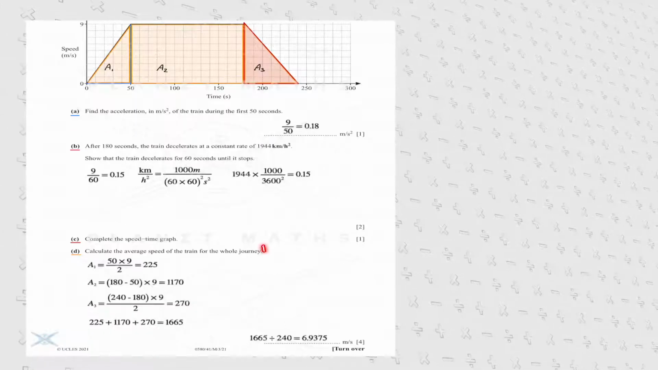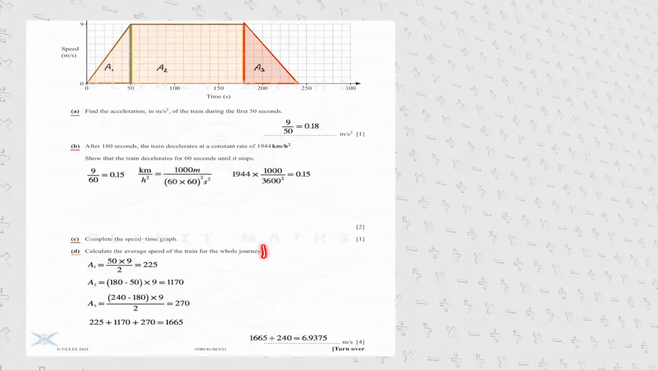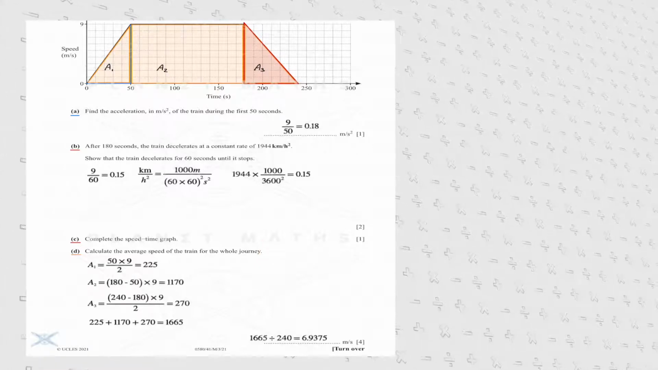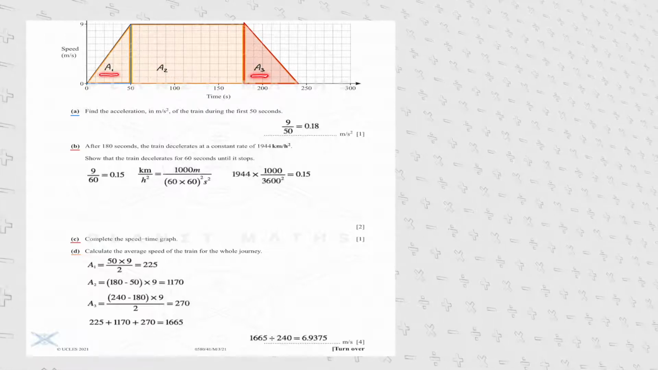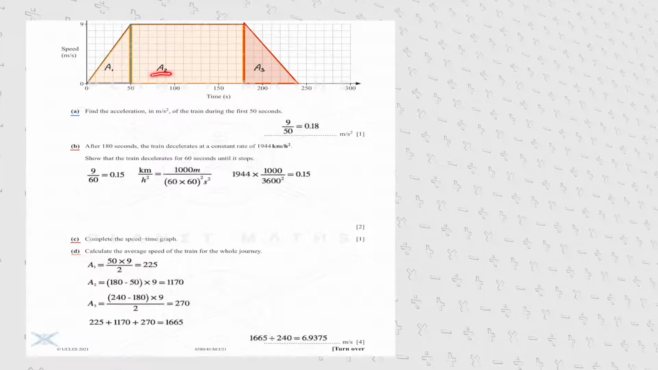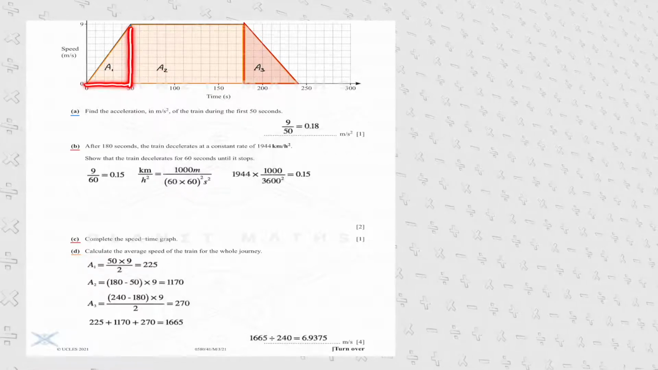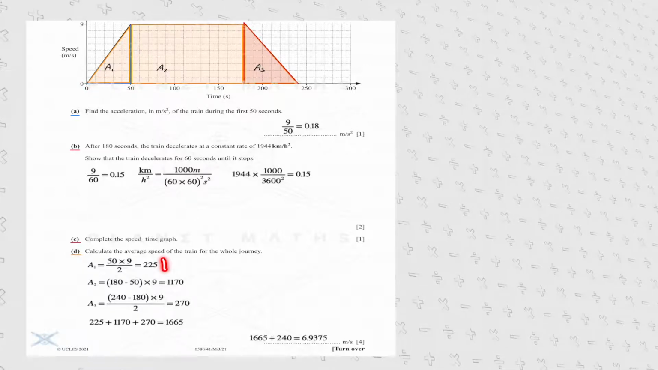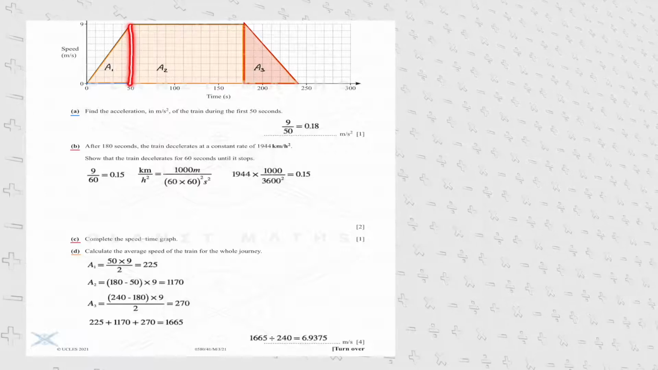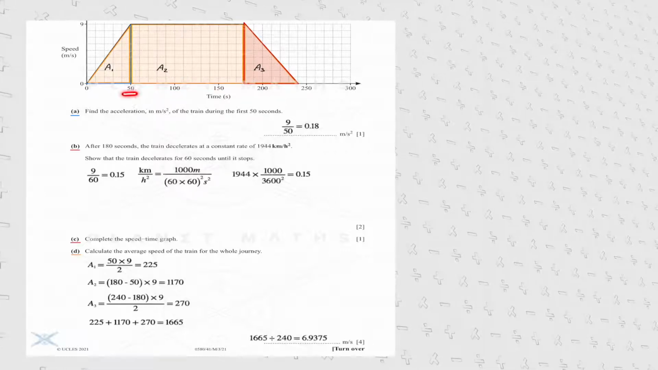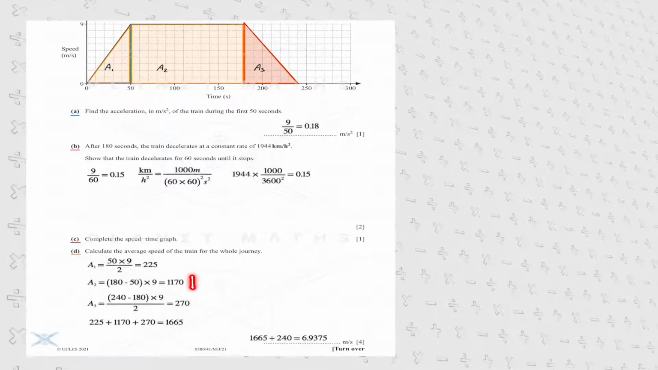In the final part of this exercise, we are supposed to calculate the average speed of the train for the entire journey. To do this, we will have to add up the area for each of those three shapes, two of which are a right triangle and one of which is a rectangle. Therefore, 50 multiplied by 9 divided by 2 provides us with the first area being 225. For the second area, we know its width, which is 9, and to determine the length, we will have to subtract 50 from 180, therefore providing us with the answer 1170.